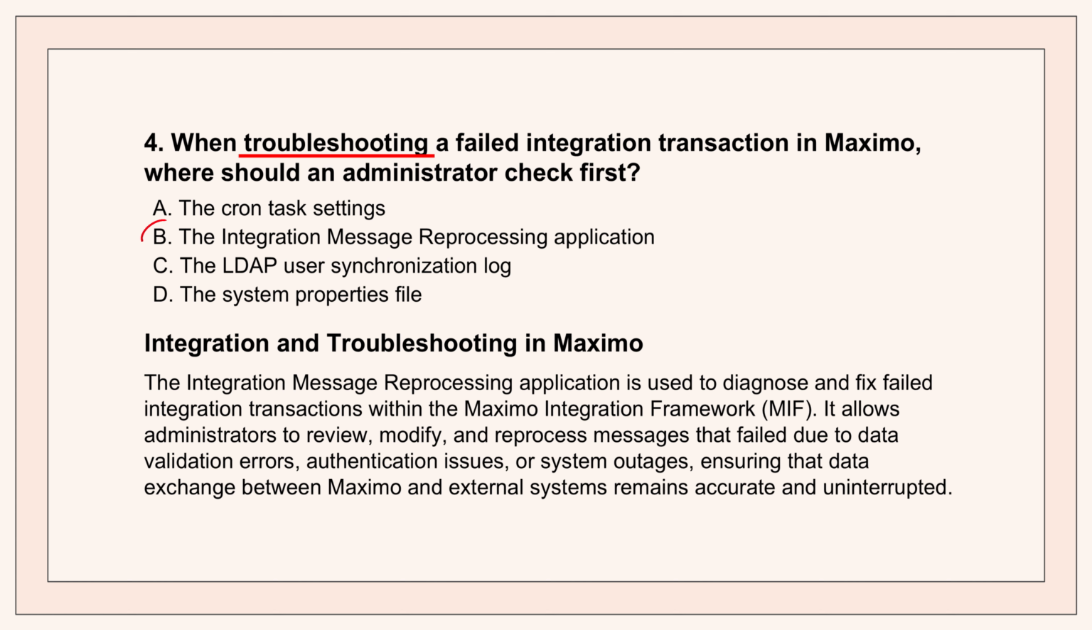Like maybe your accounting system or your inventory system, and data needs to flow back and forth. Now, if something goes wrong, maybe the format of the data isn't quite right or the connection drops. This integration message reprocessing application acts like a central log. It keeps track of all these integration attempts, shows you any error messages, and it often gives you the ability to fix things, to resend the transaction. So it's like a control center for all of this back and forth communication.